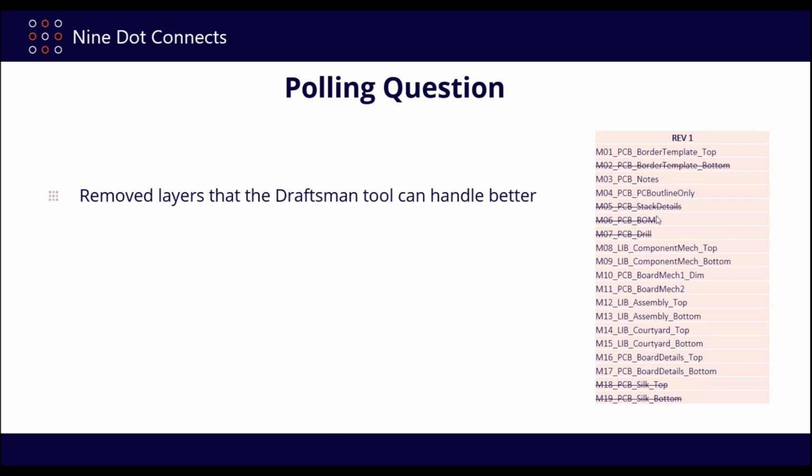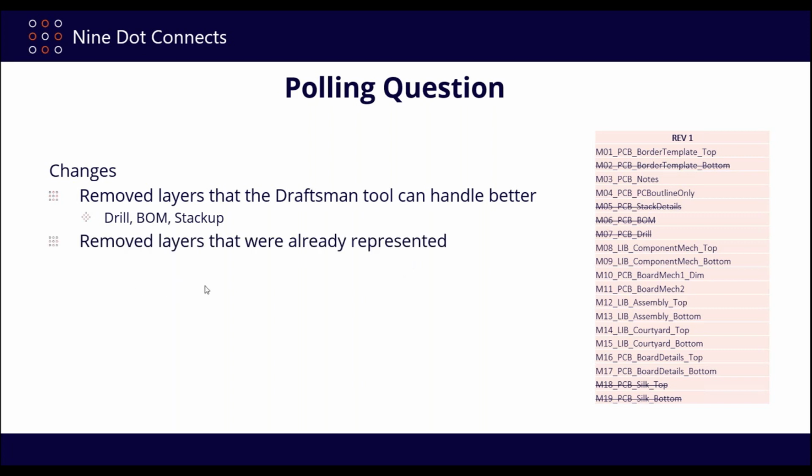So that's why we added in things like the stack details, the BOM, and the drill. Well, sure enough, Altium comes out with Draftsman, and Draftsman, as far as I'm concerned, handles stack details, BOM, and drill far, far better than what you can ever do in the mechanical layers. So that's one of the things that we removed in there.